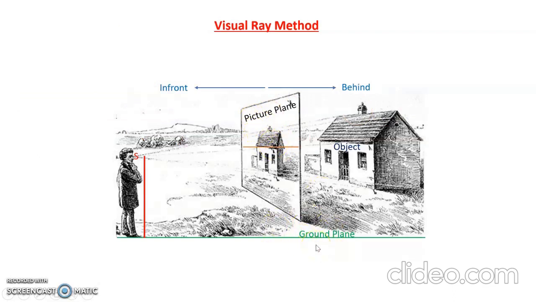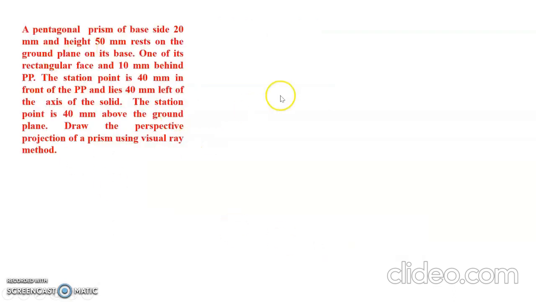So first we are going to fix the station point with respect to the picture plane. So first we need to draw the picture plane. In the top view, we are looking from the top. The picture plane looks like a line from the top view, and they said the object is 10 mm behind PP.